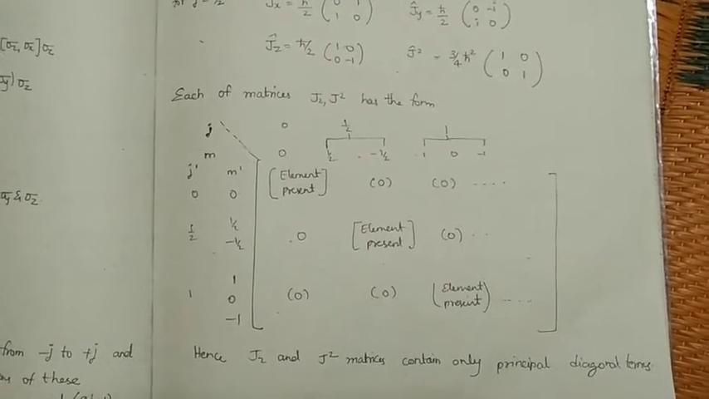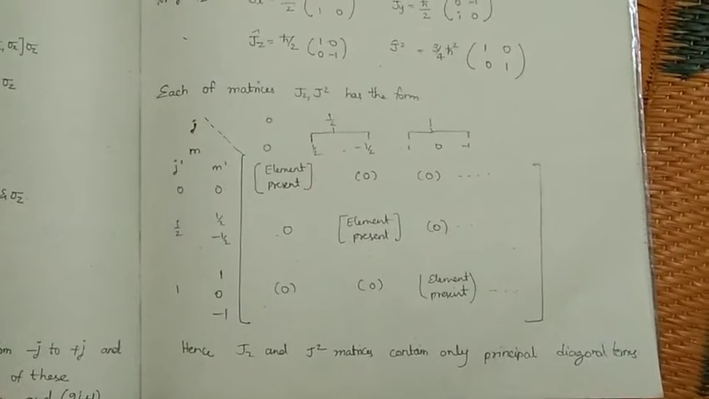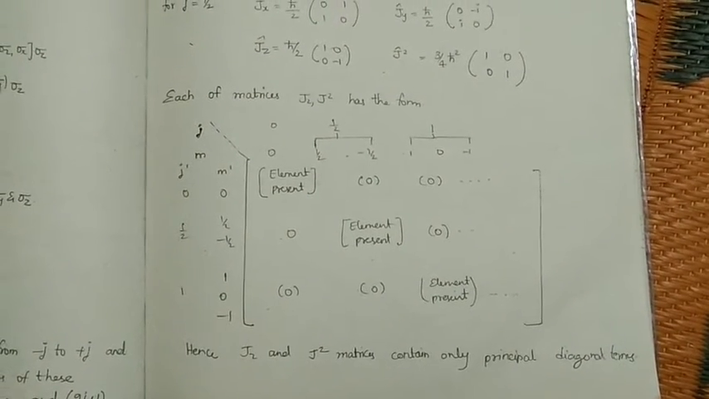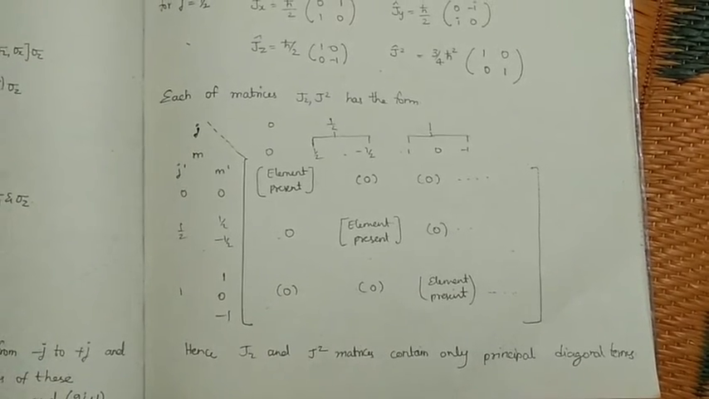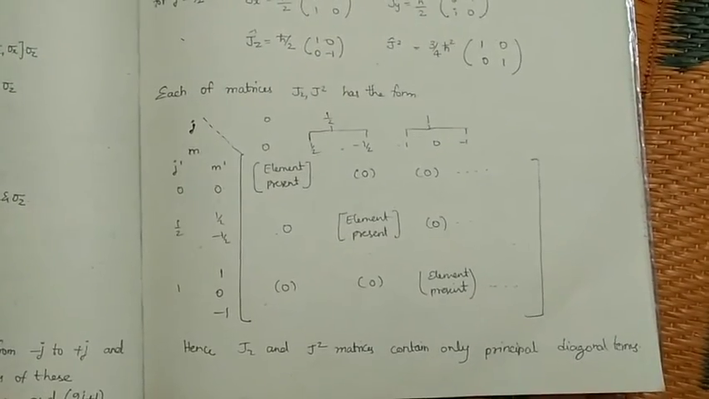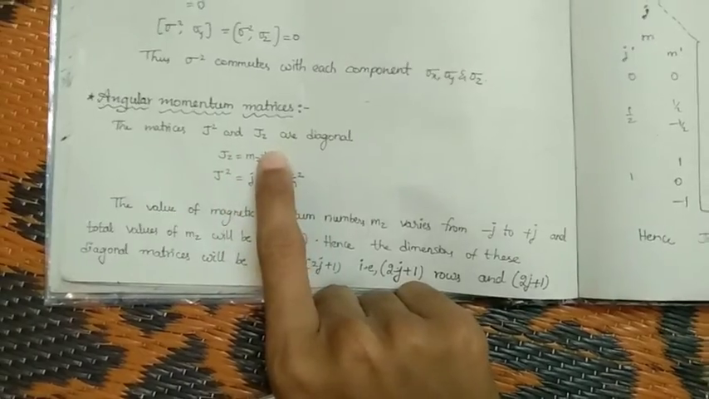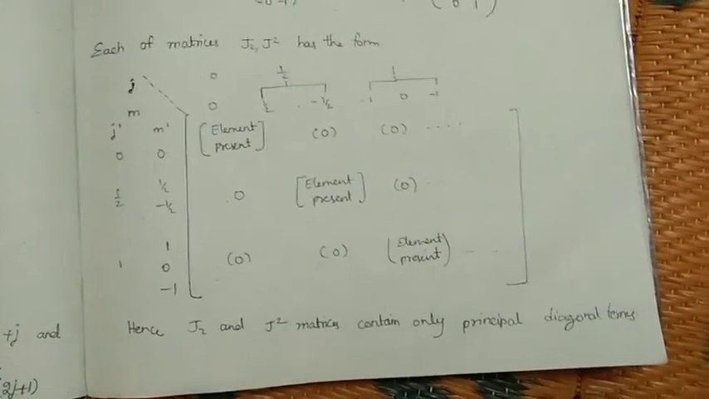So this is angular momentum matrices part 2. The part 1 video link would be given in the description. In that part, angular momentum matrices for Jz and J square, their form and their derivation, and how to derive that, were covered.